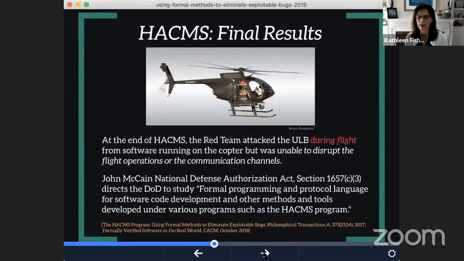That flight control computer directs the helicopter about where it's supposed to go, and also controls a camera to figure out, take pictures, fly here, take more pictures, things like that. And so during phase 2, the red team, or the blue team, put the SEL4 microkernel on the mission control computer and created different partitions.